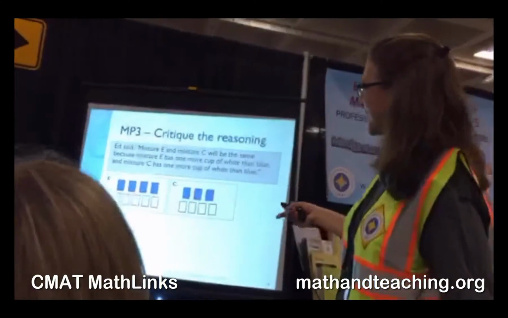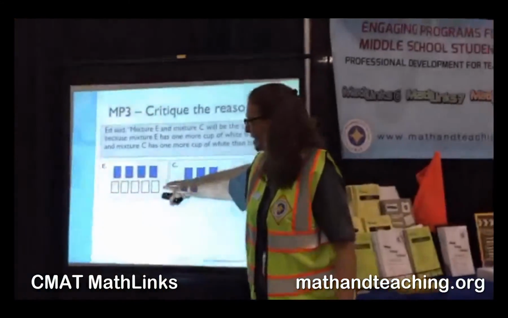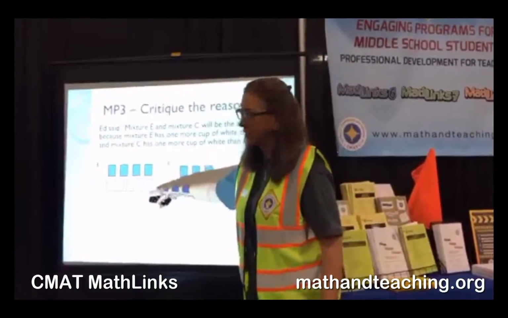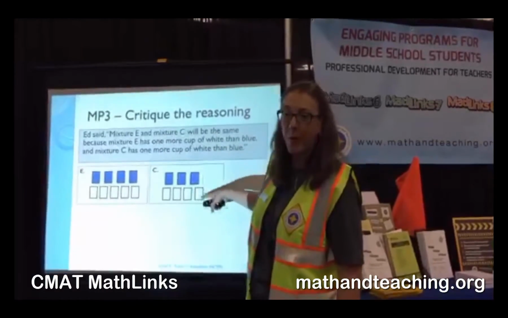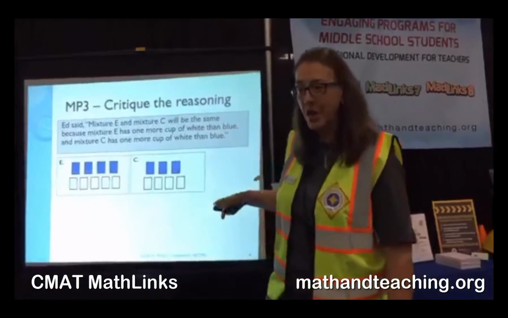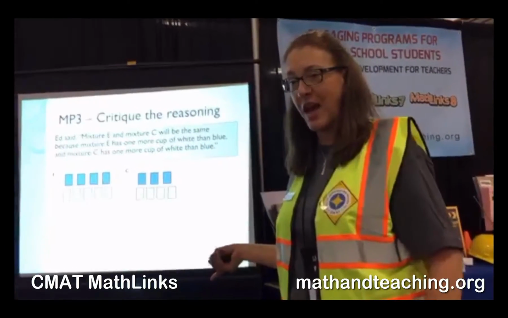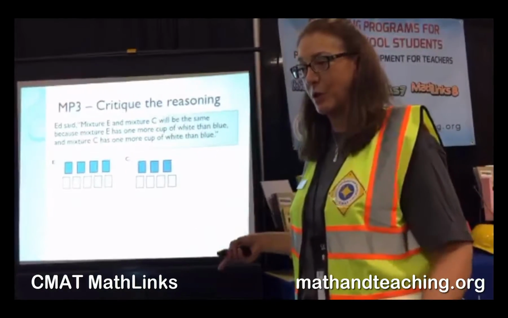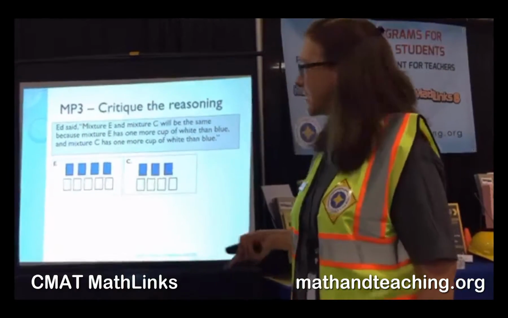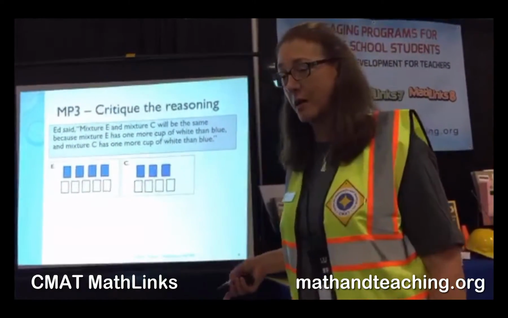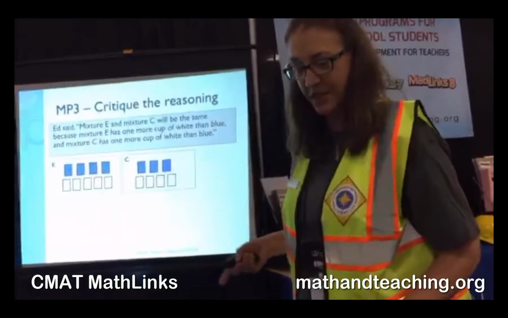So if this is 4 parts blue to 5 parts white, it has 1 part white more than blue. And this is 3 parts blue to 4 parts white. It has 1 more part white than blue. So he's saying, hence they'd be equal because they each have 1 more part white than blue. So how would you help Ed see that he's either correct or wrong? You guys already told me you think he's wrong because you think C is lighter than E.